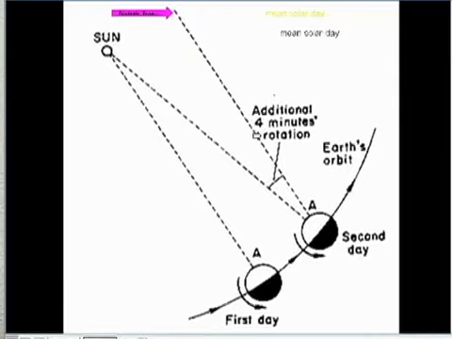Why is this important? Because we measure the chart by sidereal time.